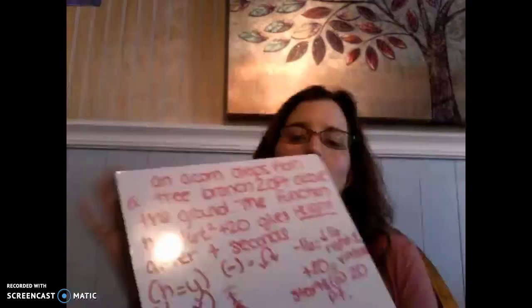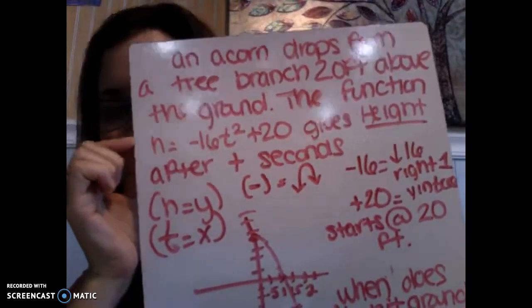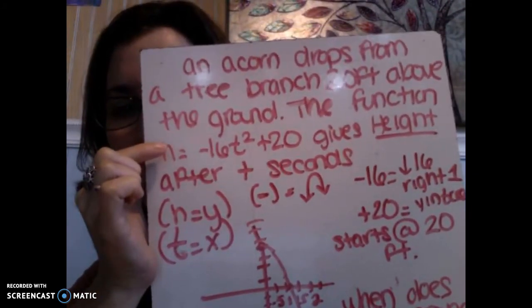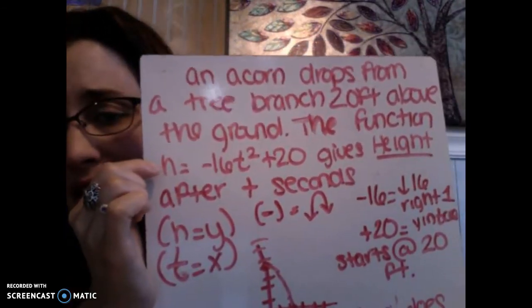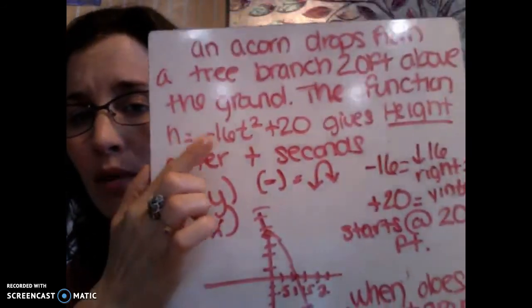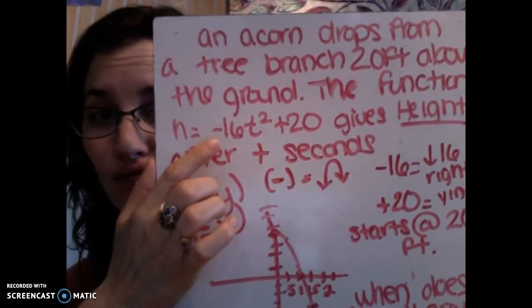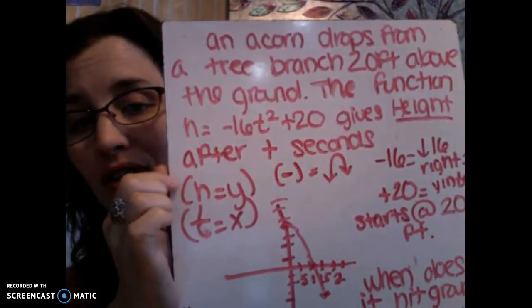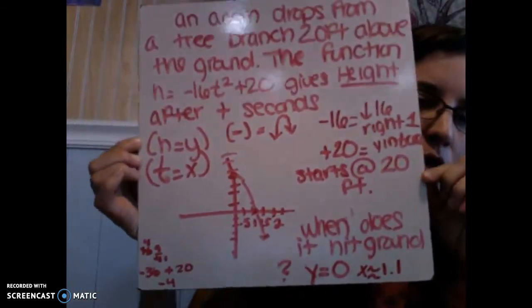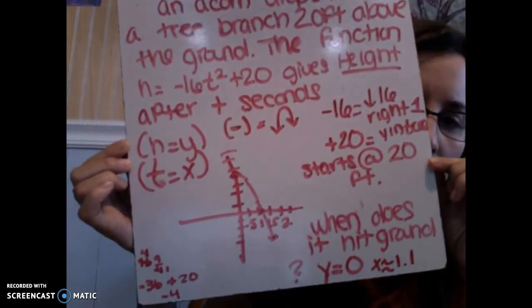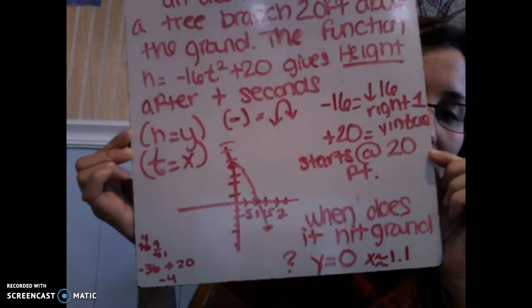That's your change. Now I want to look at right here a question such as: an acorn drops from a tree branch 20 feet above the ground. Here is my function. It gives the height after t seconds. So looking at this, basically the height represents my y, the time represents my x. Well, what can I derive from this? One, this parabola is going down. It's starting at 20 because 20 is just like your b, right? My y-intercept there. Negative 16 means it's going at a rate of down 16 to the right 1. So for every half second, it's going down 16 feet. That's what basically I can determine from that.